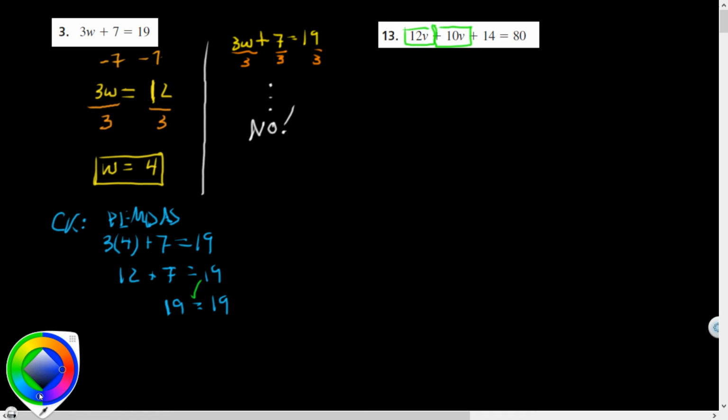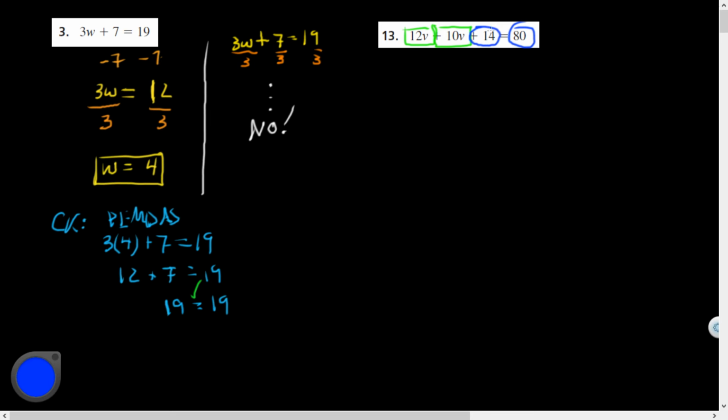Question, is positive 14 and 80? Now those are like each other, but there's one problem. Why can't I combine those in their current state? Does anyone know why?